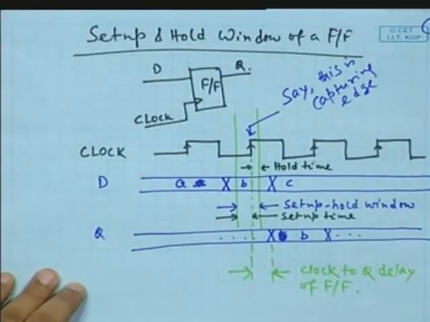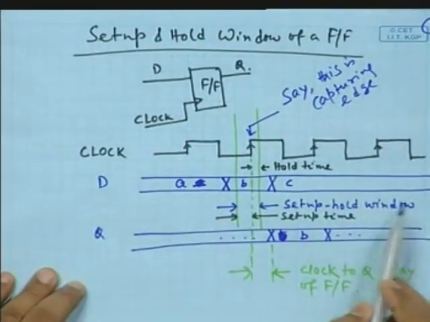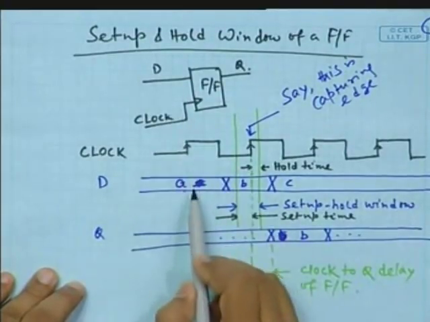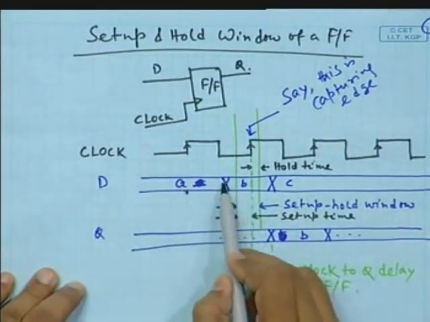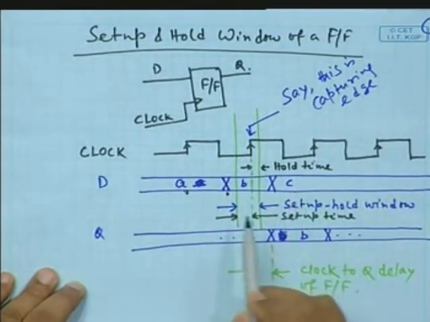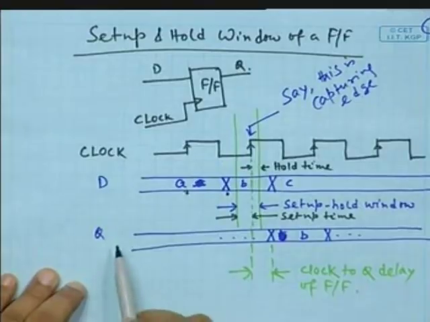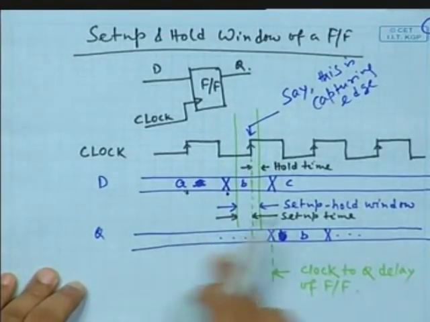See, D is a single pin input, but for your benefit, I have shown it like this so that I can tell that the value of D at this point is A. Cross means it is changing the value. The value here is B and the value here is C. Now, the question is, what is the Q value? How will it be?